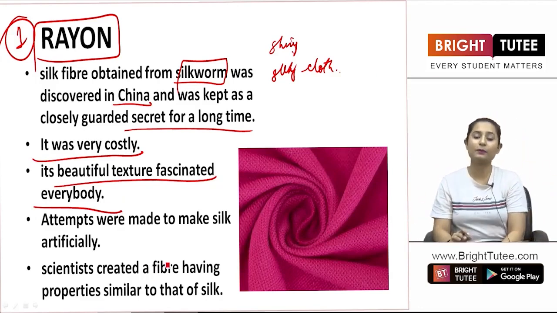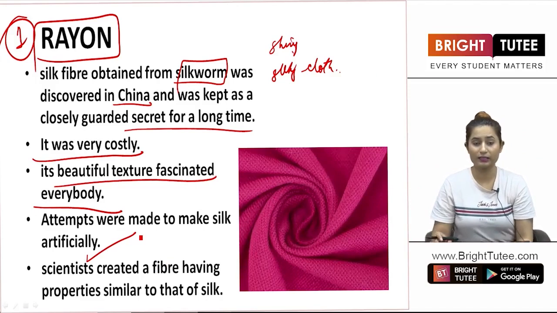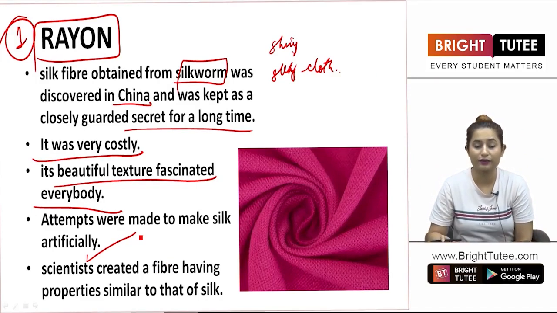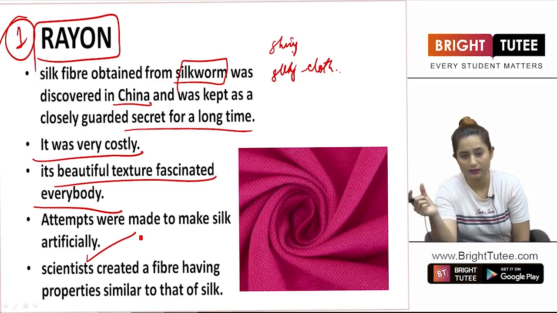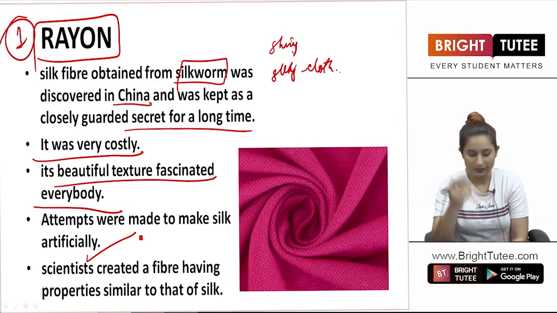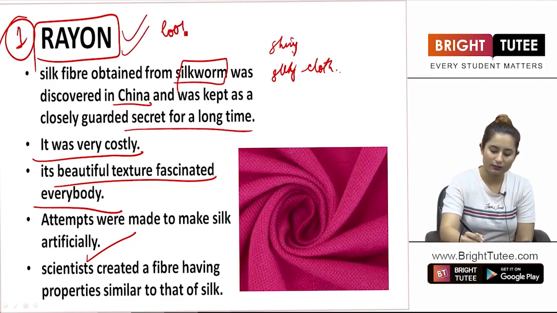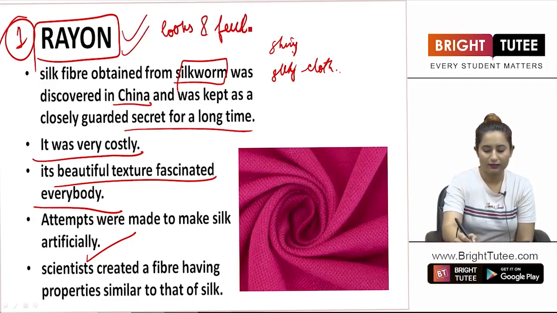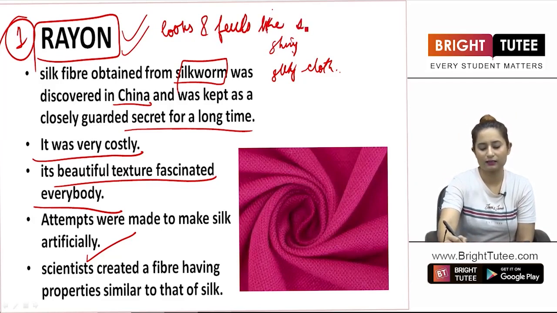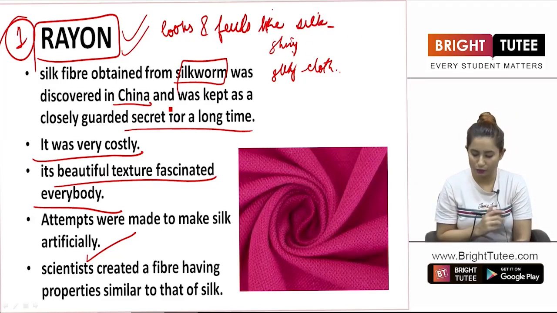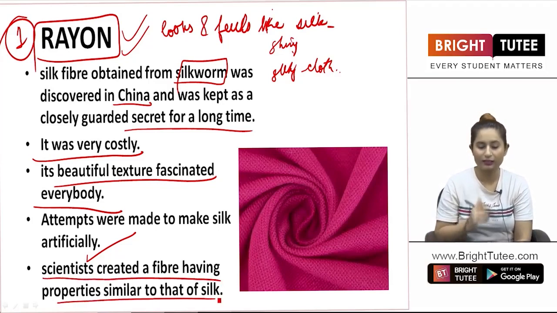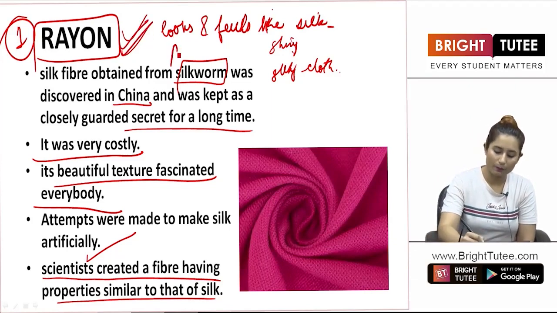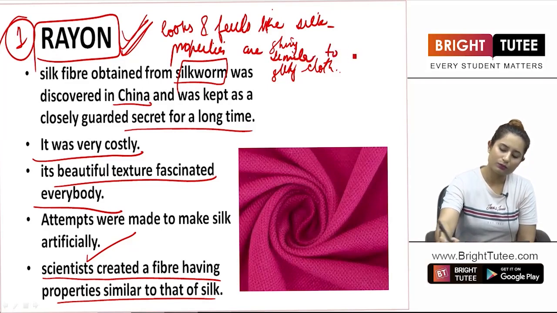Now, attempts were made to make silk artificially as well. Obviously, it is not possible for everyone to afford silk, for everyone to buy silk. So, there was the development of a synthetic fiber, basically, which looked like silk. And that is rayon. It looks and feels like silk. That is why it is very much useful. Scientists created a fiber having properties similar to that of silk. Now, that fiber is rayon. Its properties are similar to silk.